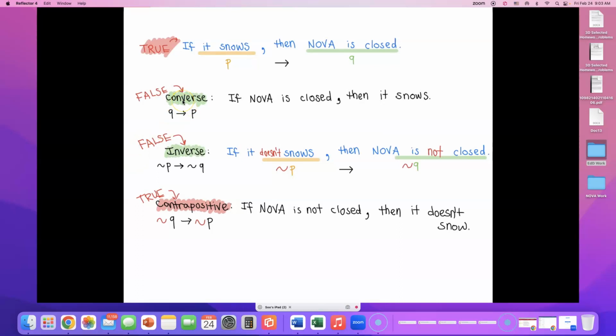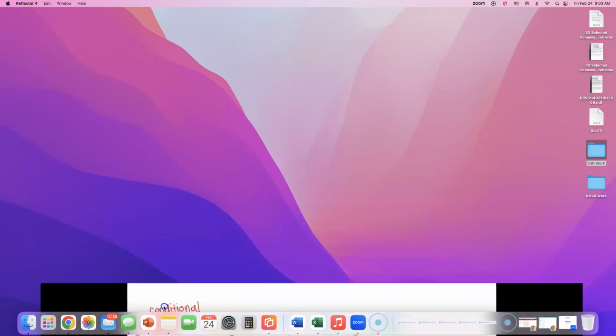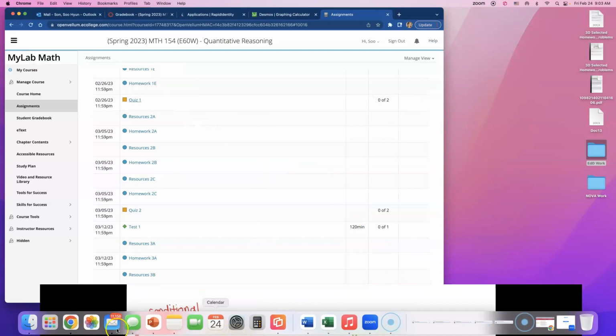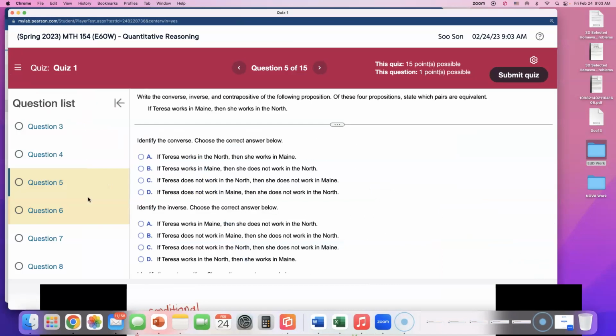They are the pairs. So the last question on this quiz, I think question 5, the last part, is asking you to identify pairs of propositions that are logically equivalent. That's it. Your original conditional statement and contrapositive are logically equivalent, and converse and inverse are logically equivalent. Okay, I'm gonna go ahead and do question 5 and I'll stop. All right, I'll be quick.